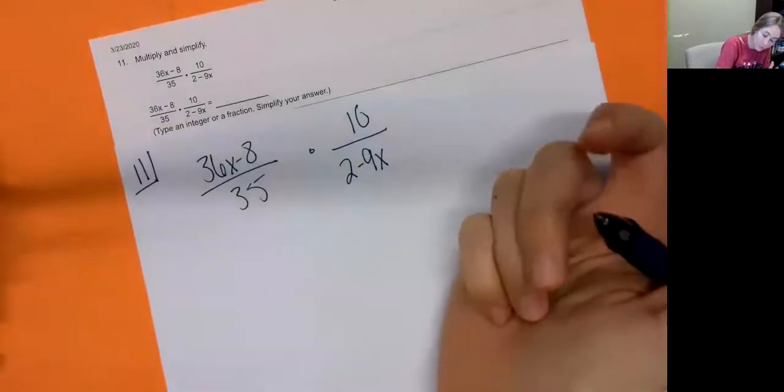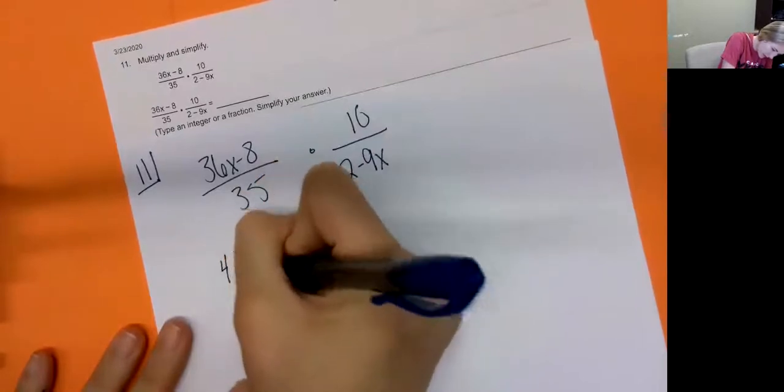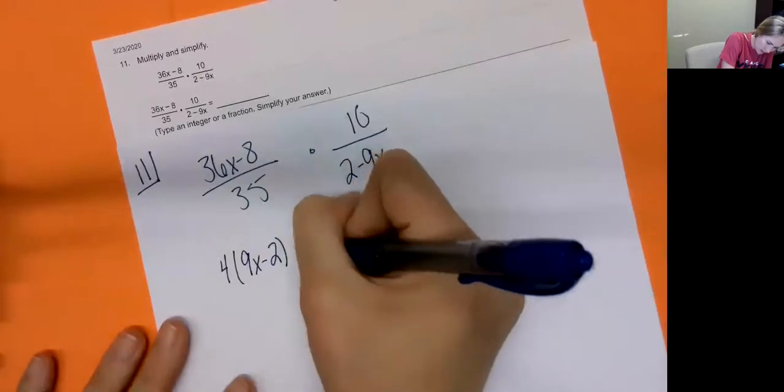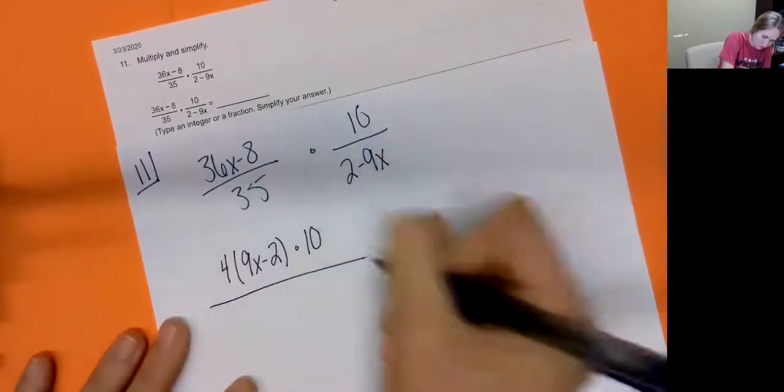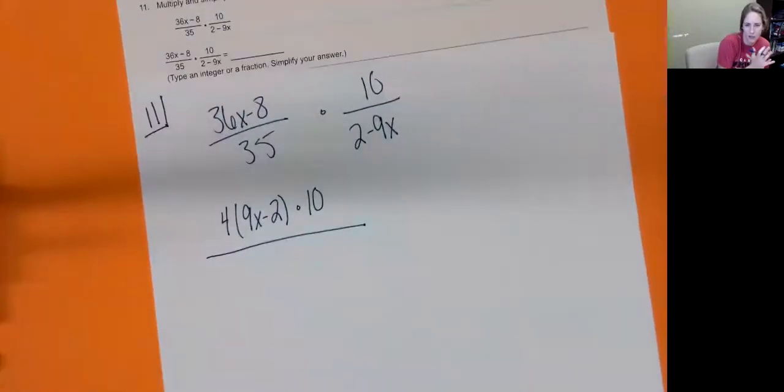We're not changing what we're doing. We're still going to factor as much as we can and then cancel out what we can. So what goes into 36 and 8? 4 does, so we're going to have 4 times 9x subtract 2. We're going to go ahead and put this all together. I don't think it makes you do it, but I like having them all together.